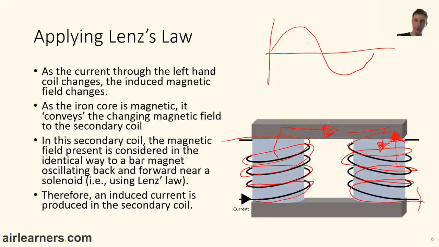Therefore, finally, our induced current in the secondary coil is going to be flowing out this way. Now, obviously, not every transformer is identical in the way that their coils are made, which means that if you are given a question, you have to look quite closely and have a good look as to which way the wires are going around that coil.